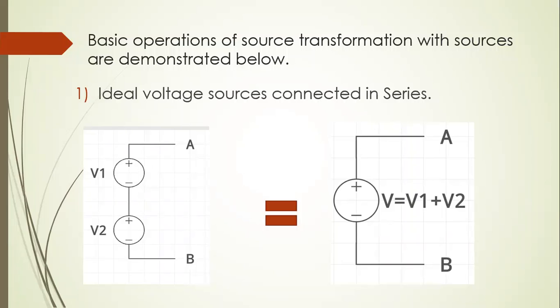So firstly, if two ideal voltage sources are connected in series, the first source is V1 and the second is V2. We can transform this to a single source by adding source 1 and source 2. You can ask one question: what if the polarity of one of the voltage sources is reversed? For example, we will reverse the polarity of V2. Then the resultant will be V is equal to V1 minus V2.